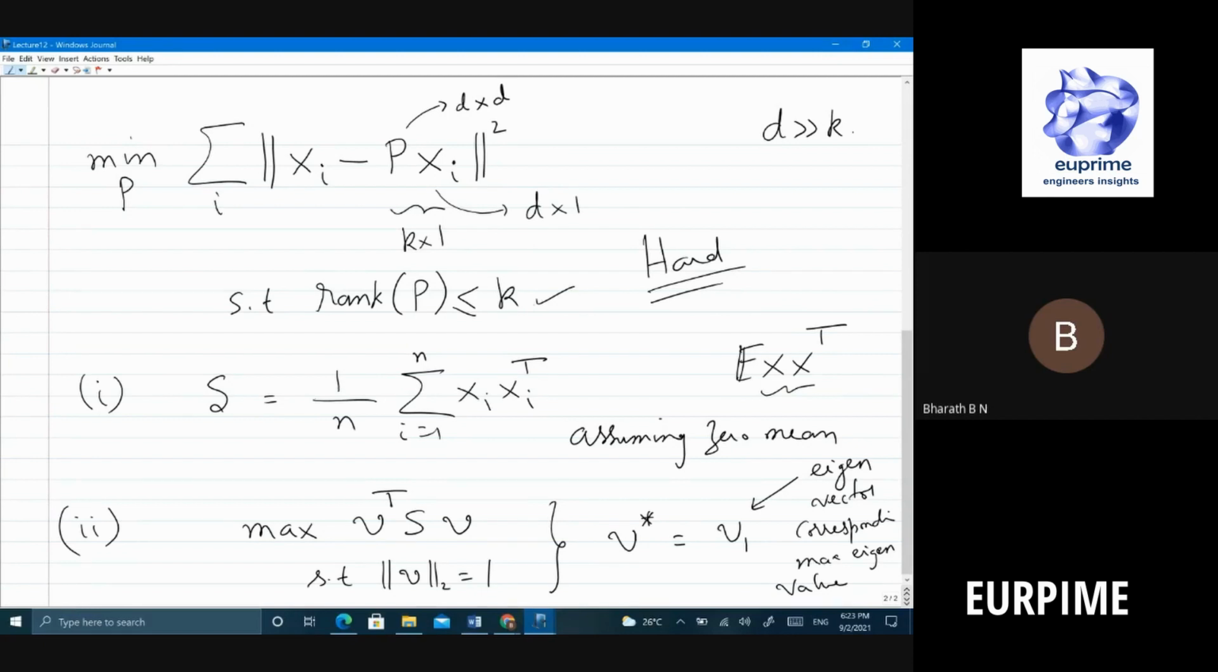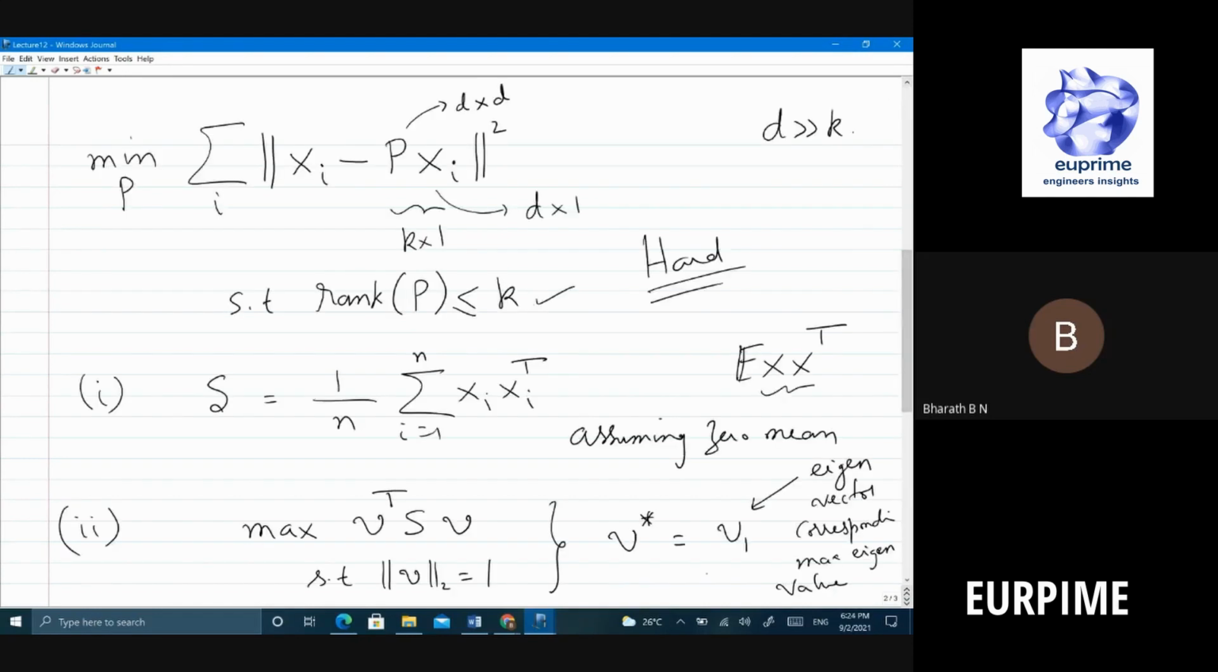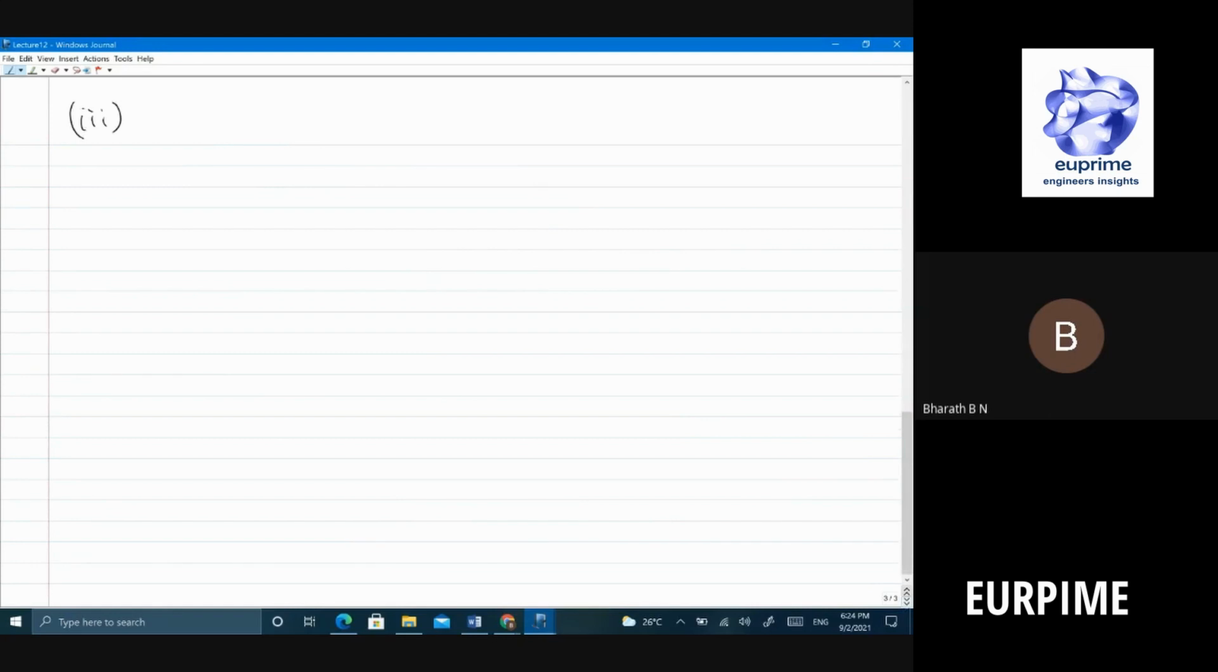So you have V1 corresponding to the max eigenvalue. So what will be the next step? Let's say you want a rank 1 approximation of your S, right? Look at the max eigenvalue: lambda max times V1 is the rank 1 approximation of S, right? What is the rank 2 approximation of S?